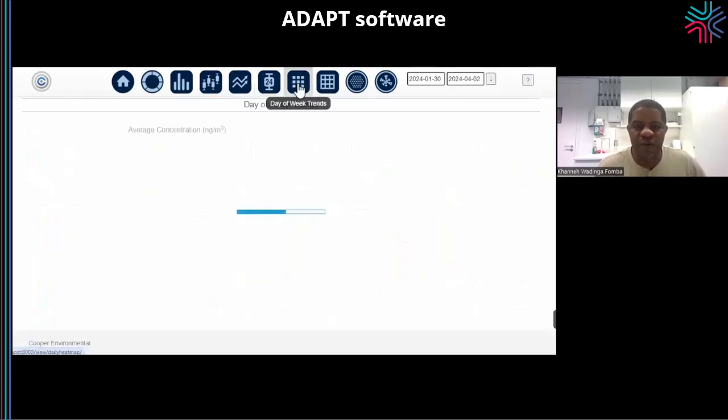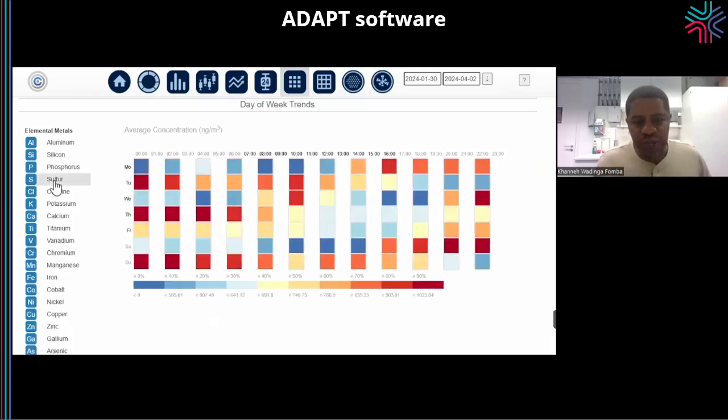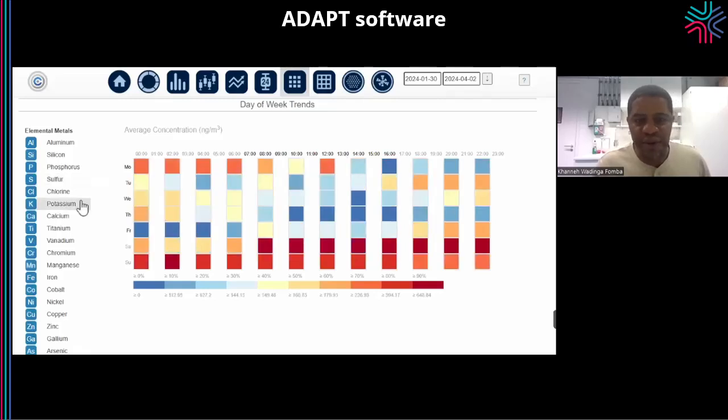You can look at the week trends. This is quite nice because it can tell you which time of the week people emit which elements. So you can say Monday to Sunday, from midnight to midnight, which time of the day is sulfur emitted most. Potassium is a nice example because it's a good proxy for combustion. From Monday to Sunday, you see that there's a lot of emission of potassium in the region we sample over the weekends. This could be related to heating during this time, especially with wood.